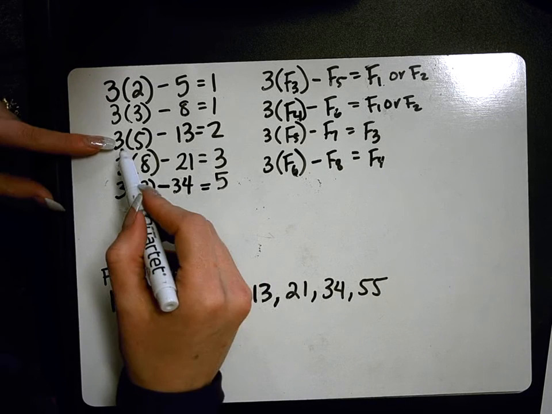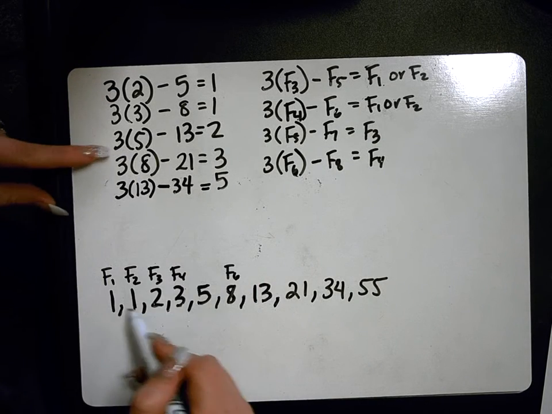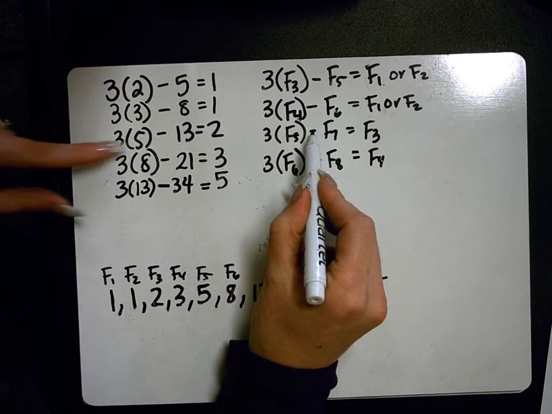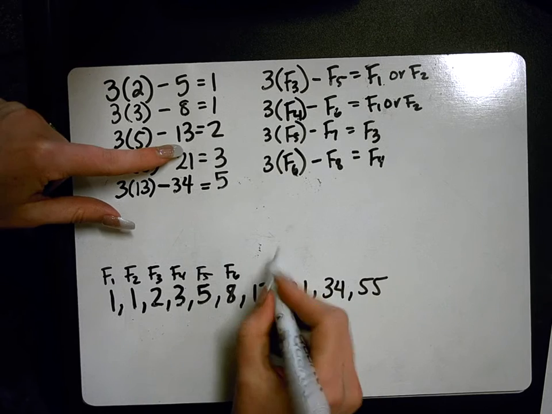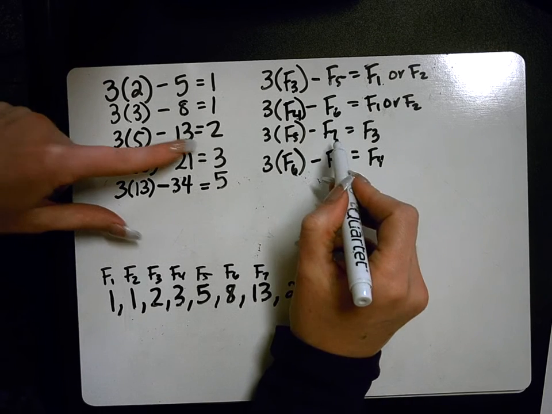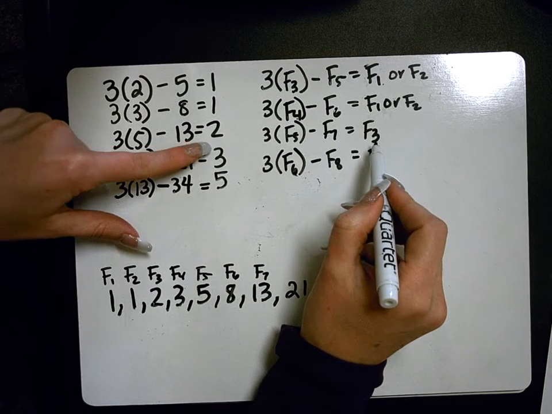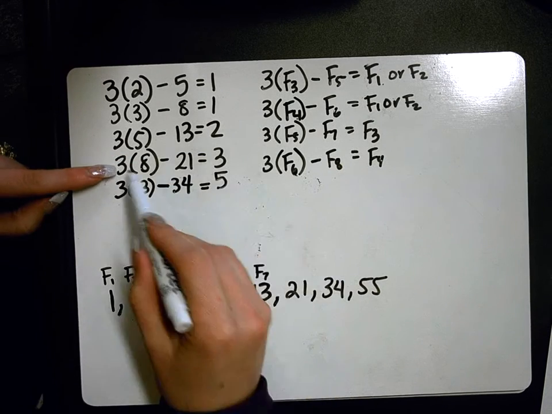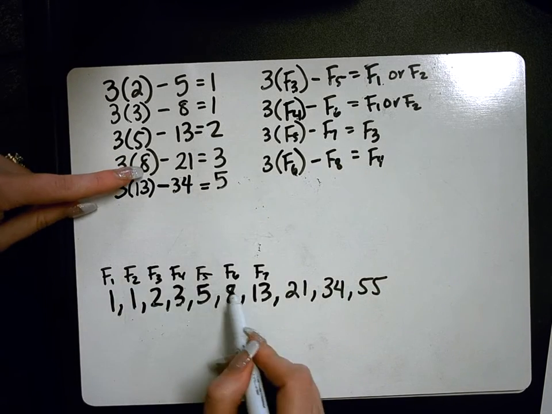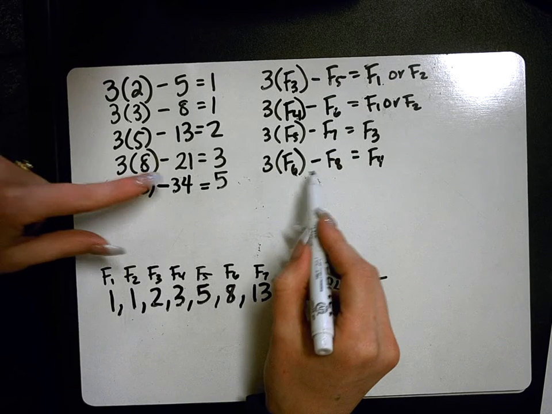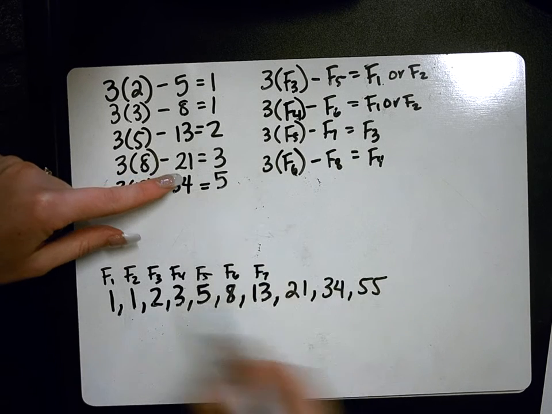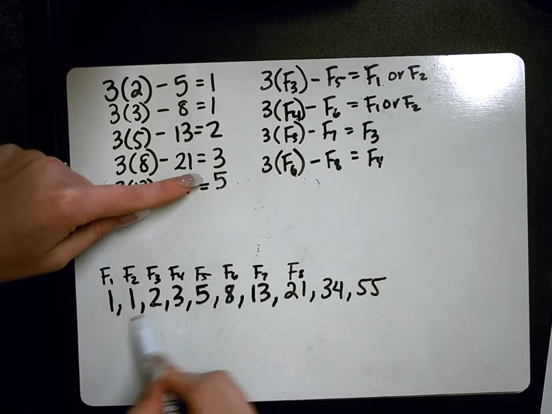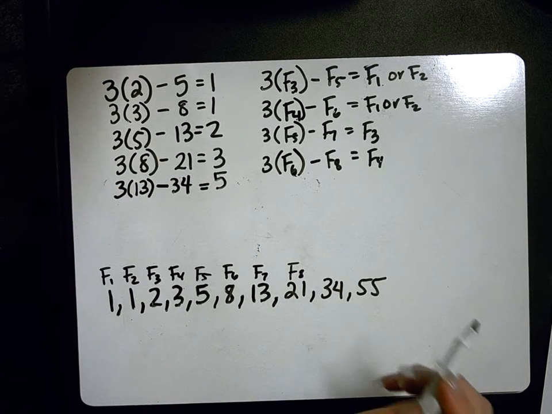Then we go to the next one. 3 times 5. Well, 5 is the fifth Fibonacci number, that's why it's there. Minus 13, which is the seventh Fibonacci number, equals 2. Well, 2 is the third Fibonacci number. Then we go on to the next one. 3 times 8. 8 is the sixth Fibonacci number, minus 21, which happens to be the eighth Fibonacci number, equals 3. Well, 3 is the fourth Fibonacci number.